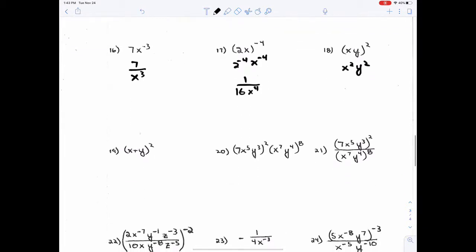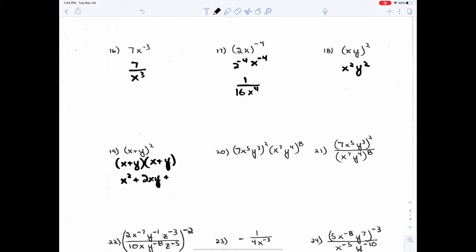Whereas in 19, you can't do that because of the plus sign. So you actually have to take x plus y times x plus y. And then again, it's just the distributive property. So it's x squared plus 2xy plus y squared.